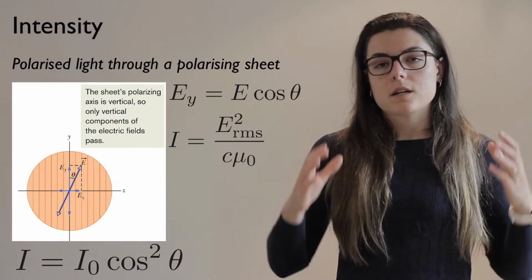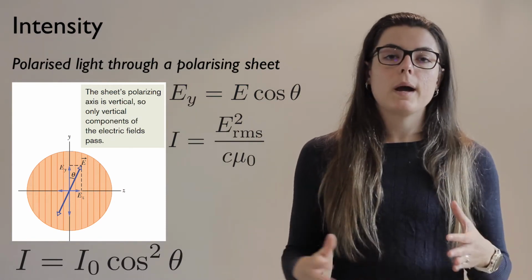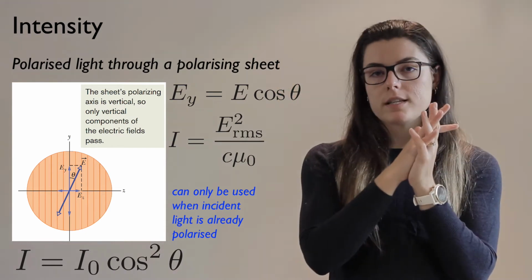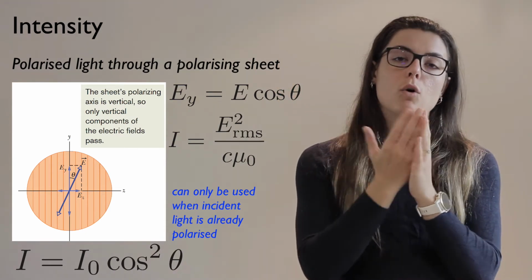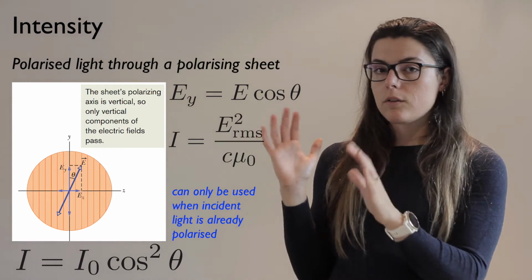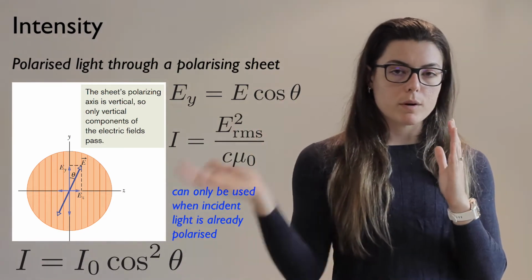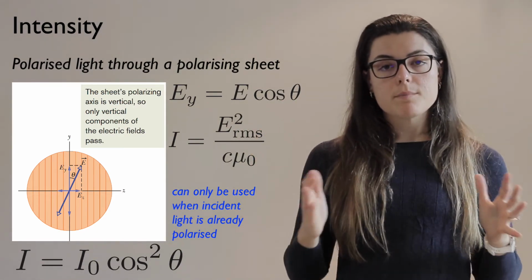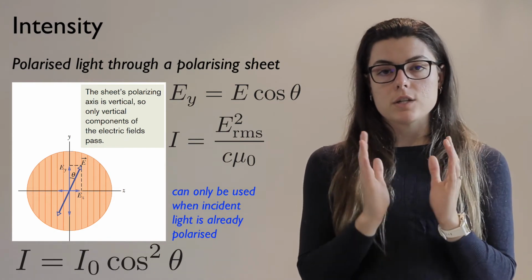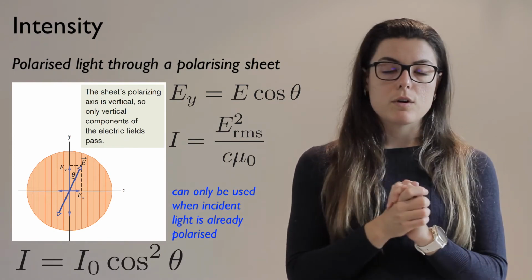Well, this equation can only be used when light that reaches a polarizing filter is already polarized. Remember, if it's unpolarized, the intensity is going to be half of what it was originally. If it's already polarized though, we need to use this equation, I equals I naught cos squared theta.